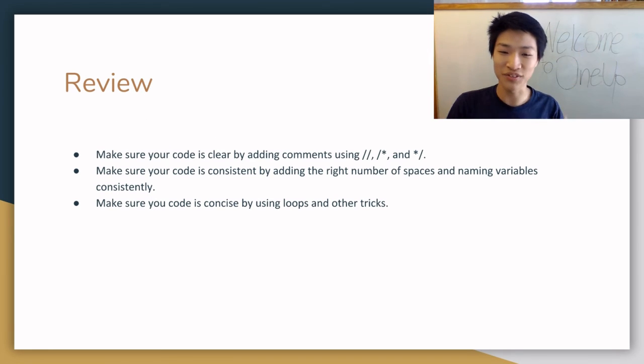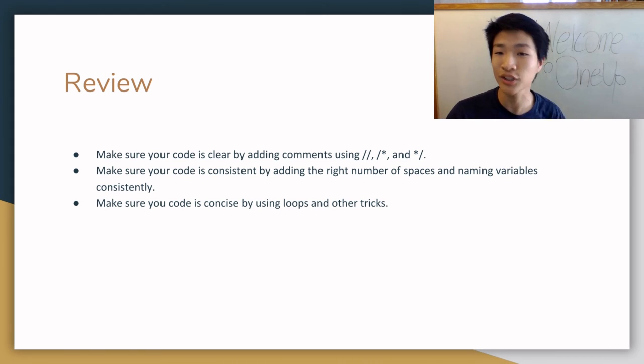Yeah, let's just review this. You can make your code more clear by adding comments so that other people read it and they understand your code. You want to make sure it's consistent by adding the right number of spaces between variables and to name your variables consistently. Another reason why you want to name your variables consistently is so that you can remember them later on, so that you can remember the names of variables.